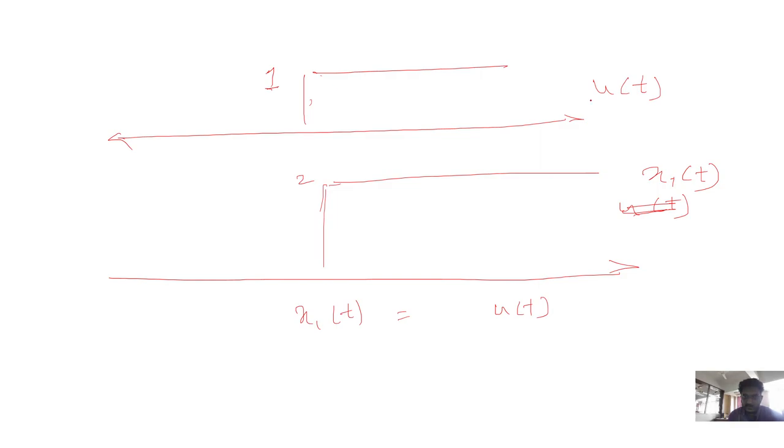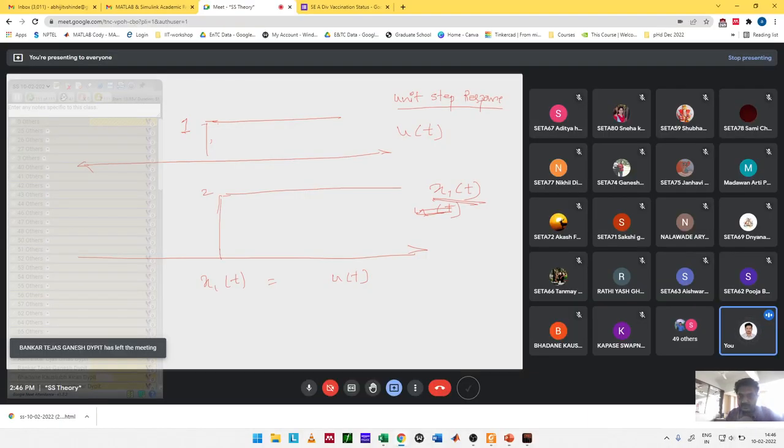So u of t will have the amplitude of 1, right? This is the unit step response. But not always will a signal have amplitude 1. It can have amplitude 2. Say x1 of t has amplitude 2, but it looks similar to the unit step response, just the amplitude is double. Then how can I write x1 of t in terms of u of t? This is my question. I hope the question is clear now.